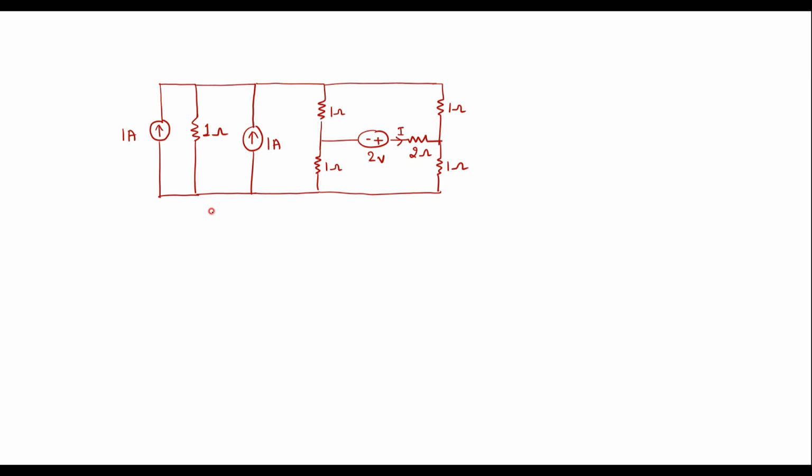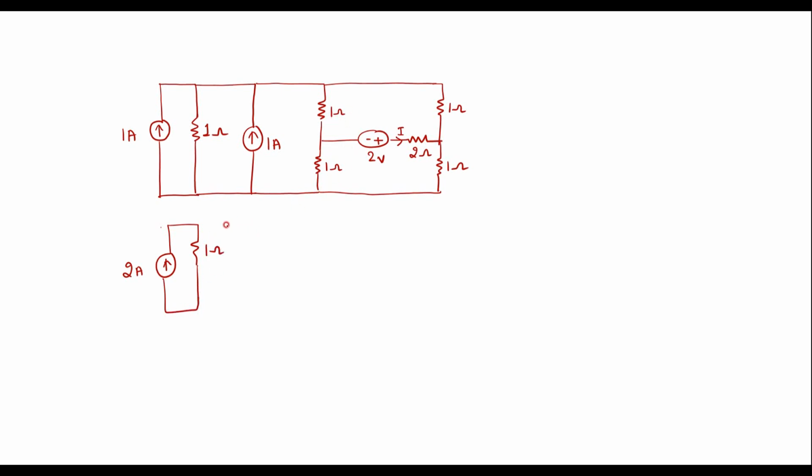Now in this circuit we can see 1 amp and 1 amp current source are in parallel. Both are in same direction. We can replace these two current source by single current source. That is, I can replace these two current source by 2 amp. Both will be added up. This is 2 amp and this 1 ohm will appear as it is in parallel. So this is 1 ohm.